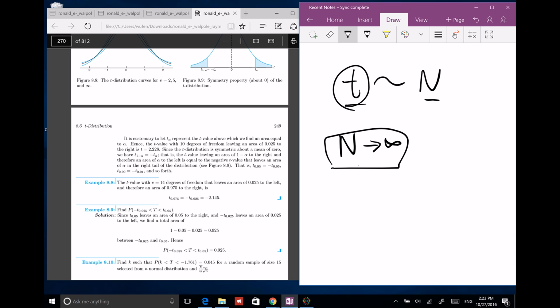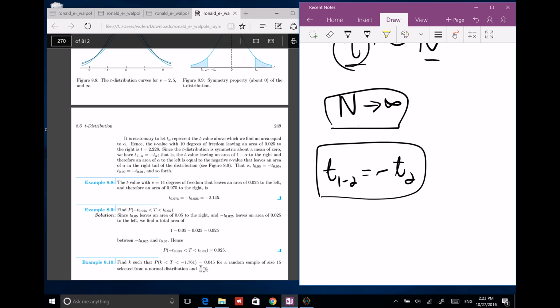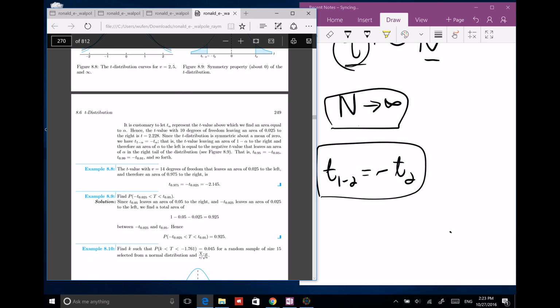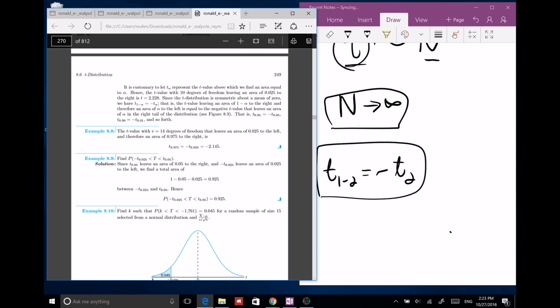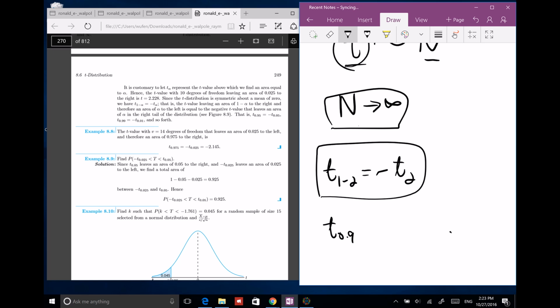Another thing we need to know about t-distribution values is that t sub 1 minus alpha equals negative t sub alpha. In the z-score you also have pretty much the same thing. If you check z of negative 0.55, then this equals 1 minus z of 0.55. You know that, right? So t sub 1 minus alpha equals negative t sub alpha. For example, t 0.95 equals negative t 0.05.